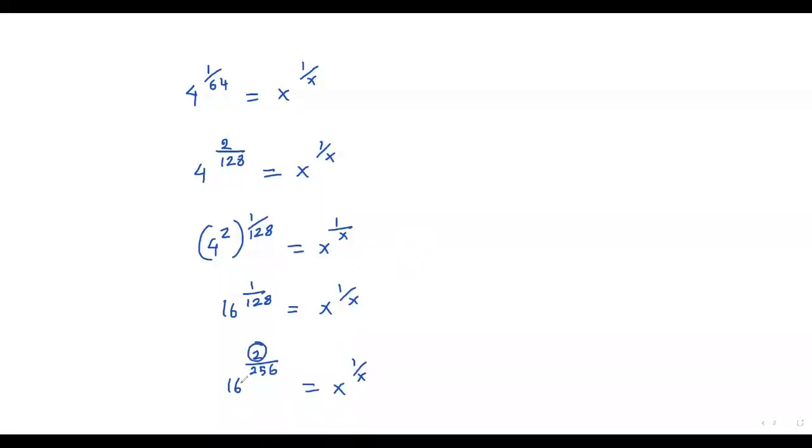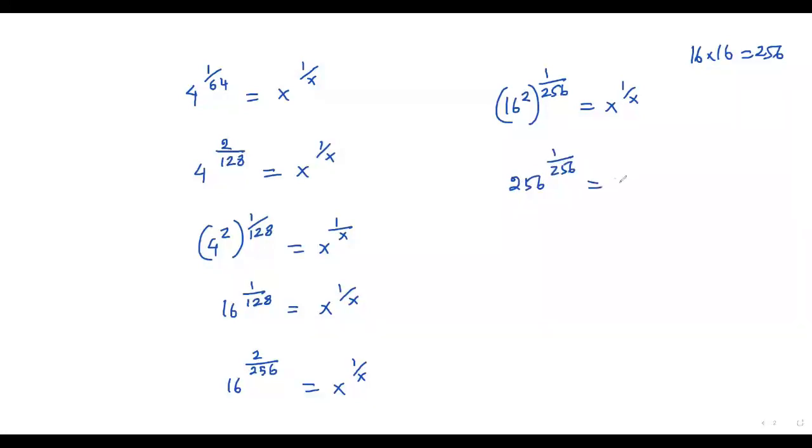So now I can take this 2 as the exponent for 16. Then in the next step, it will be 16 squared, whole to the power of 1 over 256 equals x to the power of 1 over x. So the value of 16 squared, that means 16 times 16, is equal to 256. So 256 to the power of 1 over 256 equals x to the power of 1 over x.